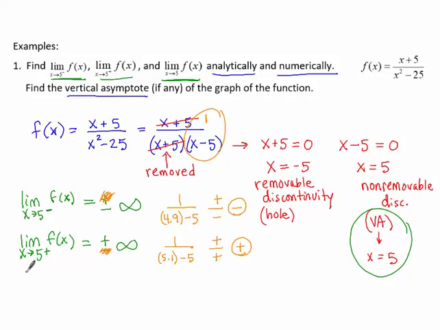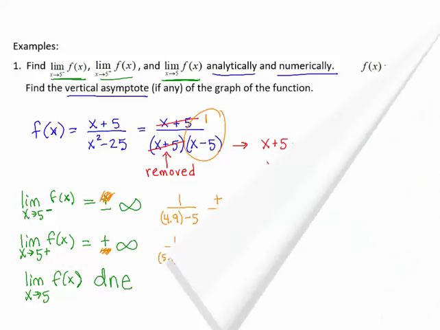Now we do the limit as x approaches 5 of f of x. Because the left side was negative infinity and the right side is positive infinity, these two infinite limits don't match. Therefore, this limit doesn't exist. Let's get rid of this equal sign and write it properly. The limit of f of x does not exist.